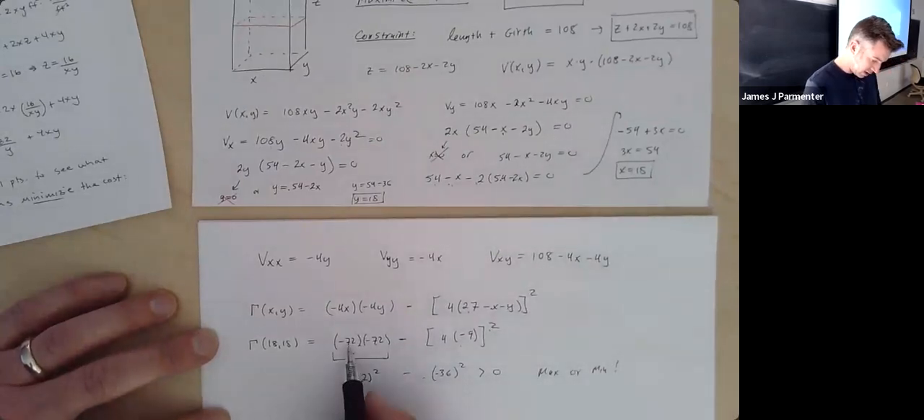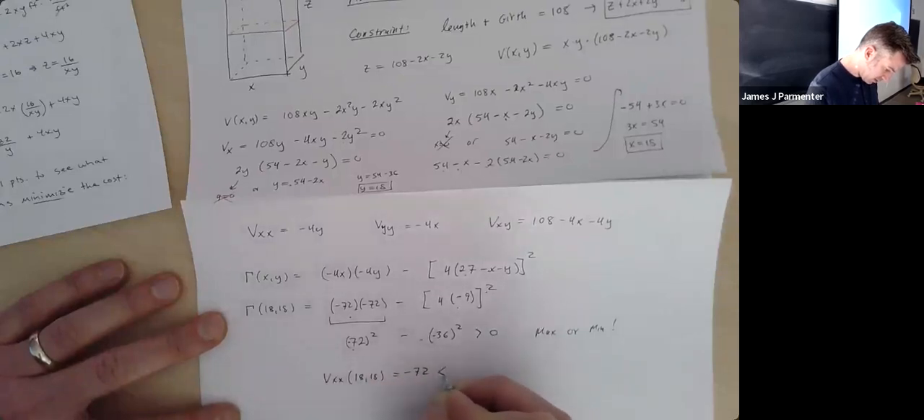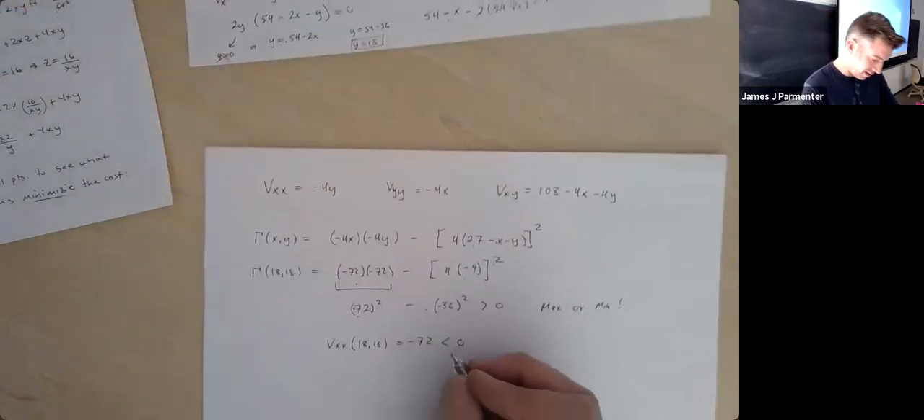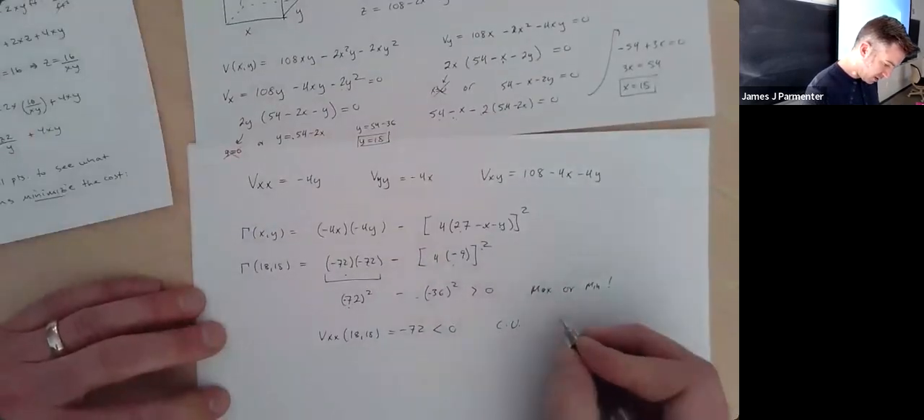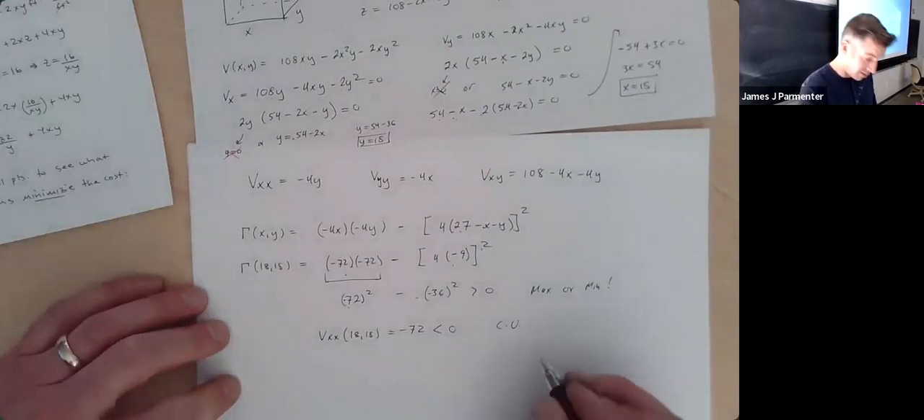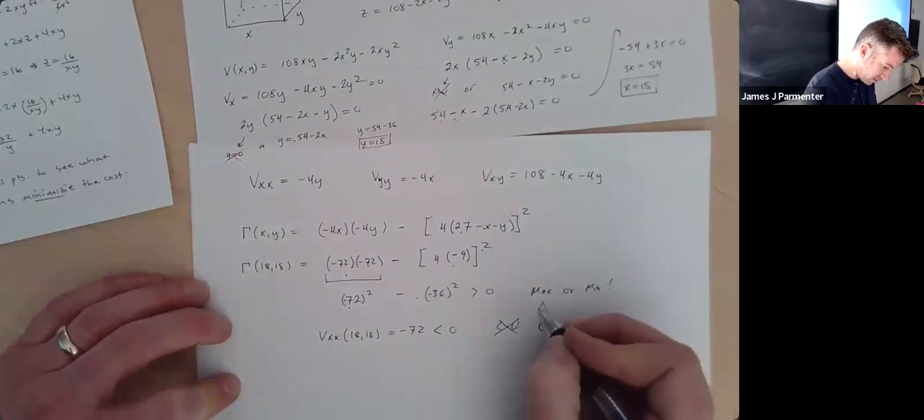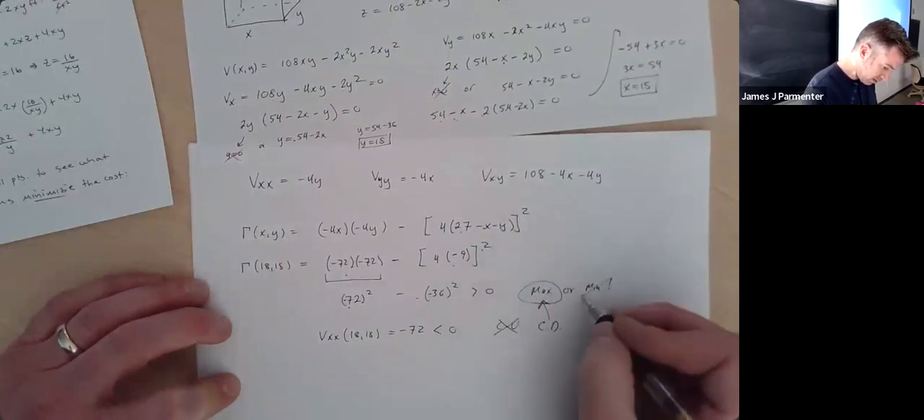So then we go back and check to see, oh, but my second partials are both negative, right? My Vxx at 18, 18 is negative 72. I don't really care what the number is. I just care that it's negative because that means we are concave up. So we have a, sorry, not concave up, concave down. Apologies. That's silly. That means we have a maximum, not a minimum.